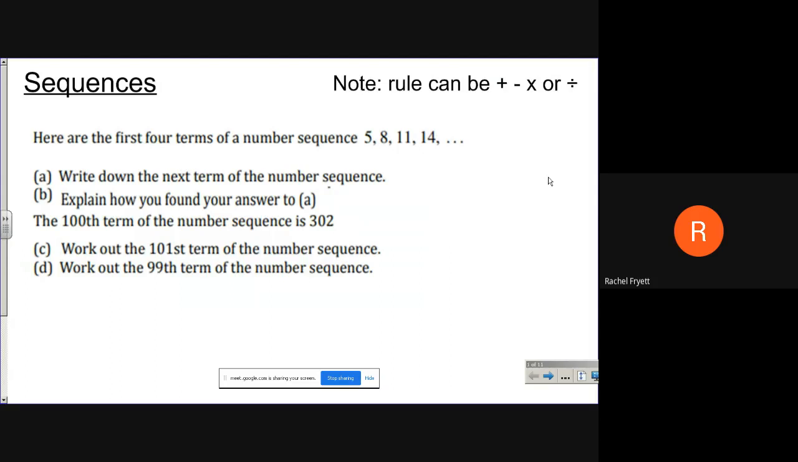So we're just going to go through a few of the rules to do with sequences, and we'll start by looking at questions like this. It says, here are the first four terms of a number sequence: 5, 8, 11, 14 and so on. A, we want to write down the next term of the number sequence.